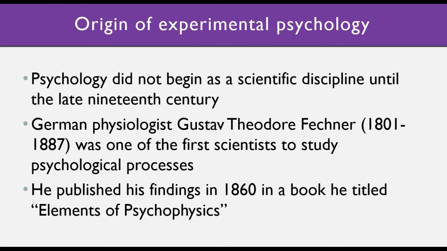Origin of experimental psychology. How did it start? Psychology did not begin as a scientific discipline until the late 19th century. Okay, so paano ito nagsimula? Dati kasi, isa lang itong philosophy. Okay. And German physiologist Gustav Theodor Fechner was one of the first scientists to study psychological processes. He got interested in psychological processes and he published a book entitled Element of Psychophysics.